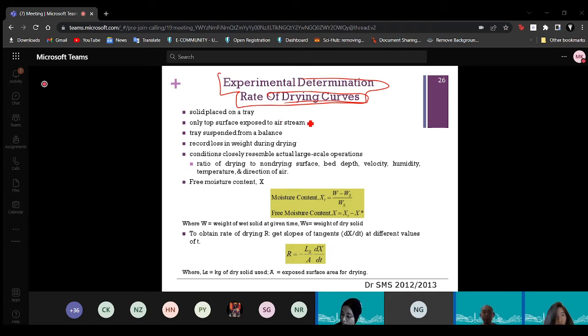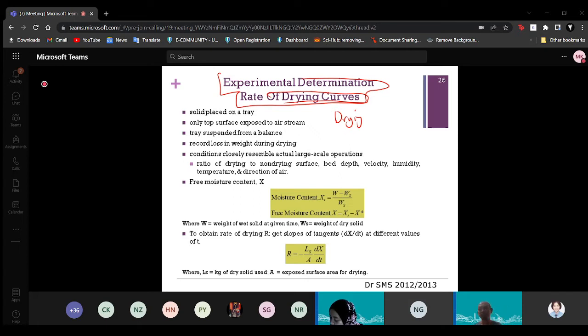Before we move on to the exercise, of course, we want to know what drying actually is. If you don't know drying, how would you know why you need to plot this? So what is happening actually? What are you actually removing or separating? Because we are in the separation process, right?